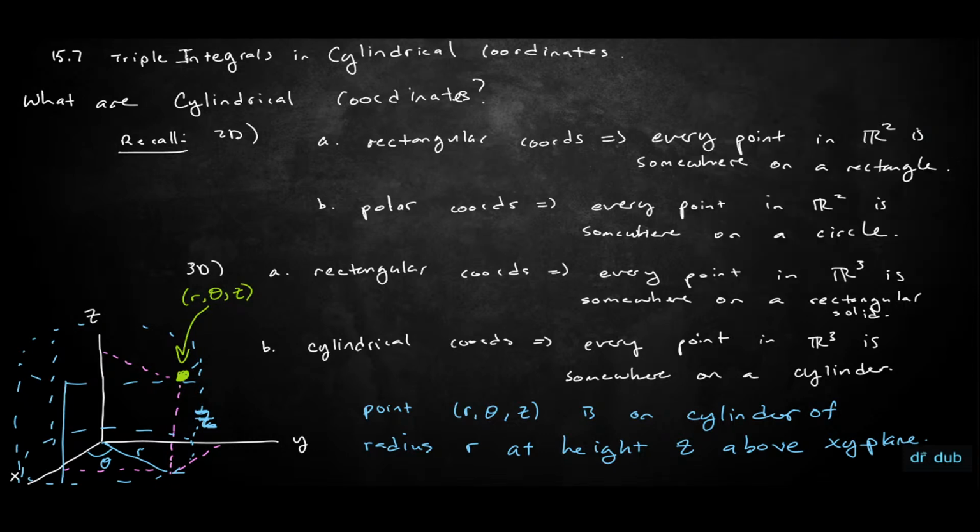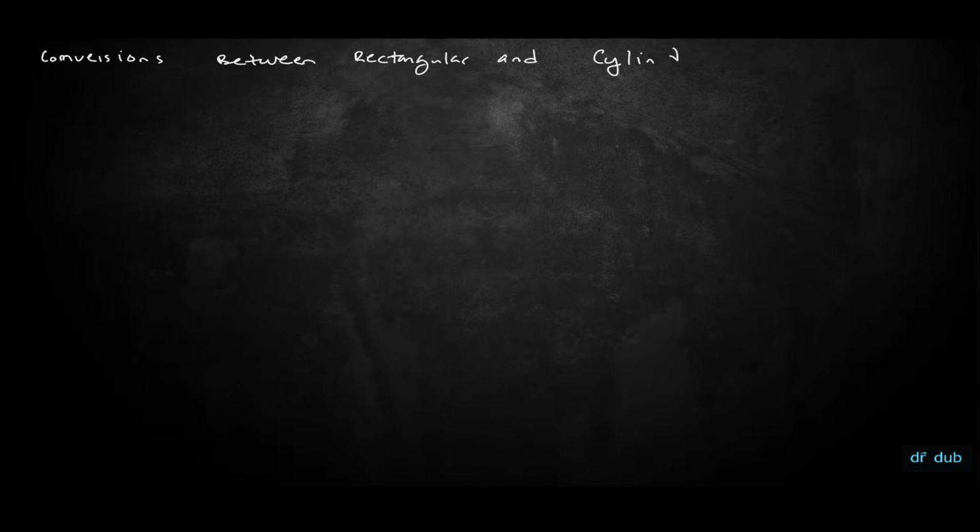Alright, so now let's relate cylindrical coordinates to Cartesian coordinates in 3 dimensions. So converting, or conversions between rectangular and cylindrical. So how are the two coordinate systems related?